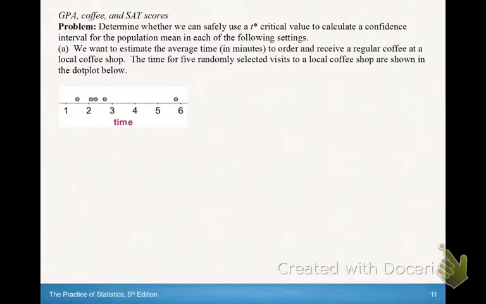Well, you can look at our dot plot and you can see there's only 5 data points. So n is less than or equal to 30. The sample size is really small. And 4 of our dots are clustered together, so it looks like that last dot out here looks like it's probably an outlier. So the answer is no. We cannot use T-star because the sample size is too small and there appears to be an outlier.